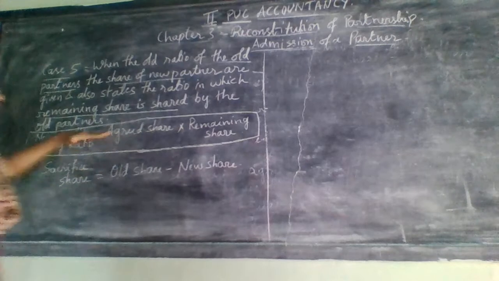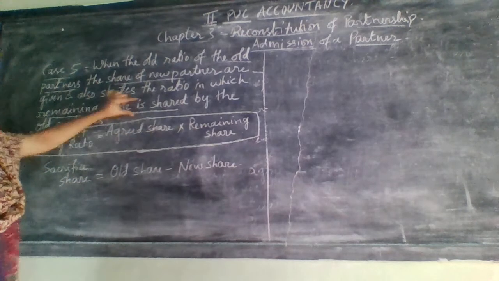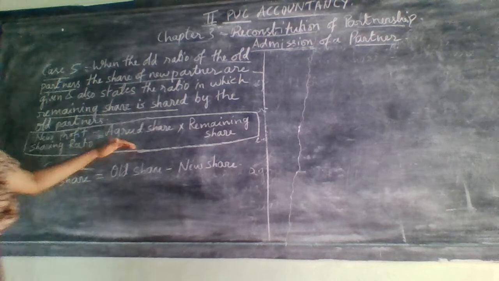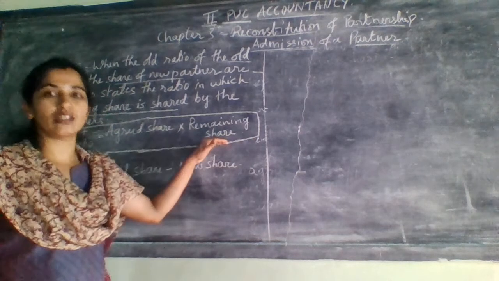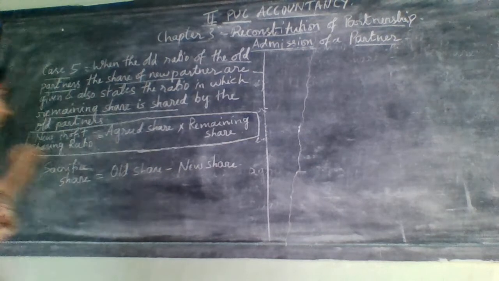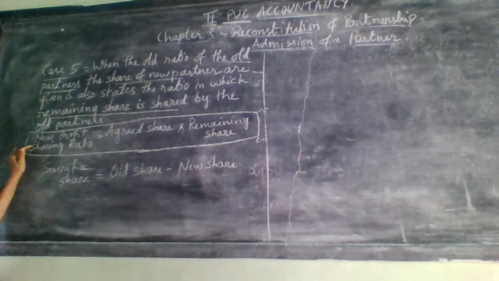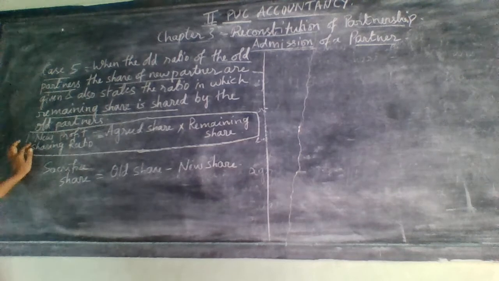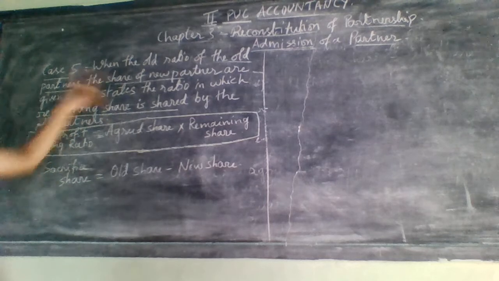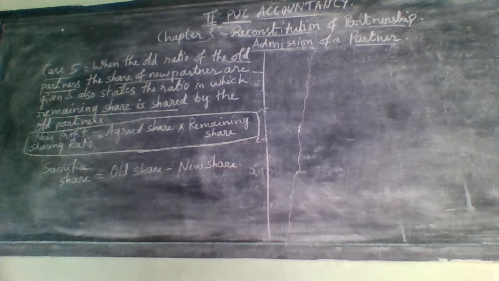So what you need to do is take the agreed share, whatever is agreed between the old partners, into the remaining share. That time you will get the new profit sharing ratio of all the three partners. Already they will give you the new partner's share, and on the basis of that you can calculate the new profit sharing ratio.